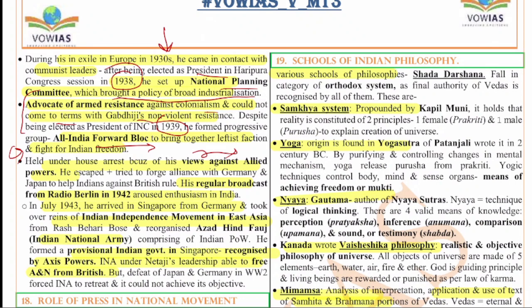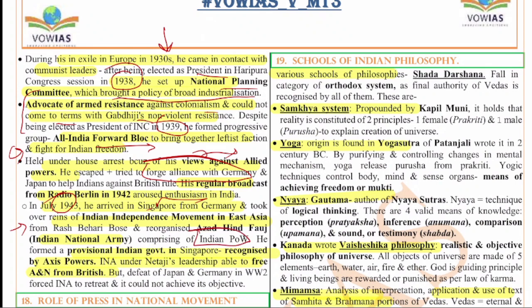Bose was under house arrest, but later on he escaped and tried to forge an alliance with Germany. He then traveled to Japan and took all these prisoners of war, and then he formed the Azad Hind Fauj in Singapore. In July 1943, he arrived in Singapore from Germany and took over the reins of the Indian independence movement in East Asia. He even formed the Indian government in exile in Singapore. He recognized the Azad Hind Fauj, that is the Indian National Army, comprising the Indian prisoners of war.